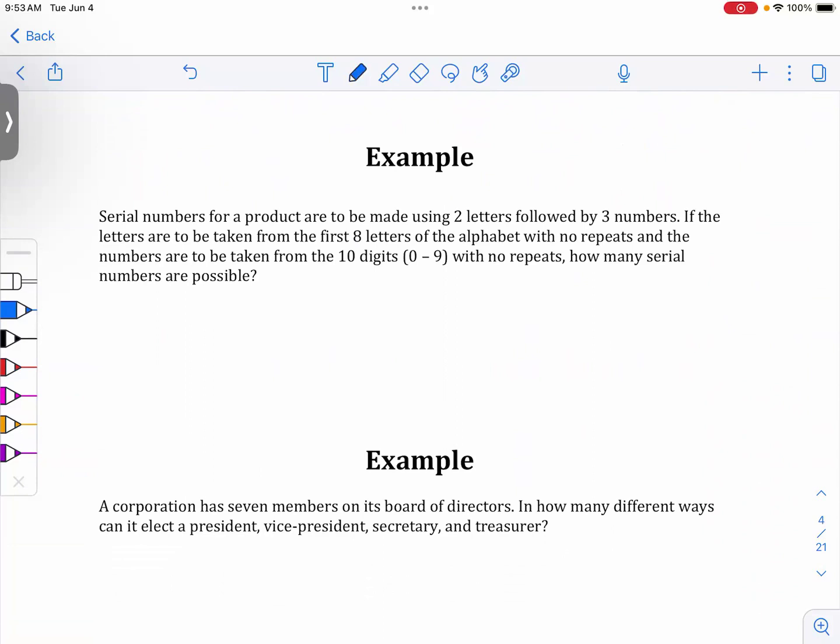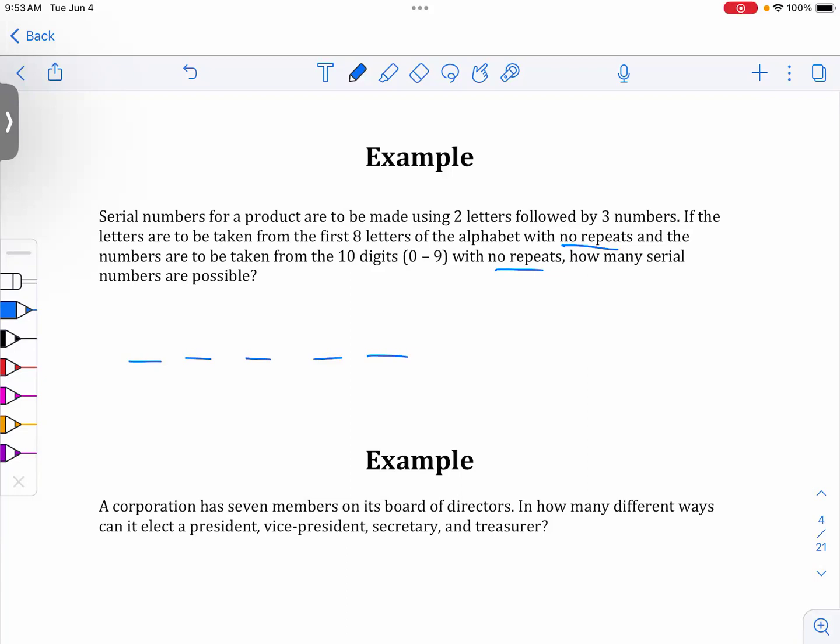All right, so serial numbers for a product are to be made using 2 letters followed by 3 numbers. If the letters are to be taken from the first 8 letters of the alphabet with no repeats, and the numbers are to be taken from 10 digits, 0 to 9, with no repeats, how many serial numbers are possible? Again, no repeats, no repeats, no repeats. This is a permutation. So again, I like to do this with the blank method.